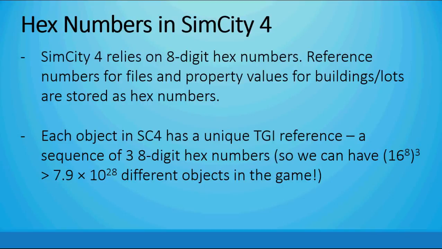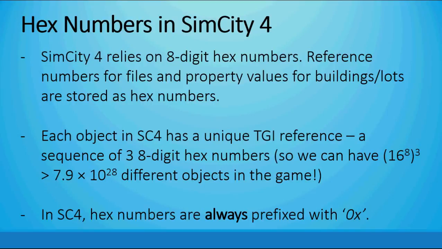And there's something important that you need to know in SimCity 4. You can identify a hex number in SimCity 4 because it's always prefixed with 0x. It's the number 0 followed by the letter X. That is something that arises because SimCity 4 was coded in C++, and C++ uses 0x to deal with hexadecimal numbers. Apparently. I don't know much about that. I'm not a professional programmer. Or a programmer for that matter.